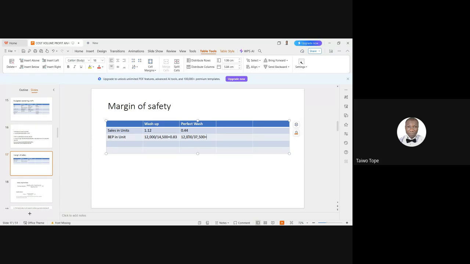The result will be what? 0.32. Hope this is clear. So let me delete all these.